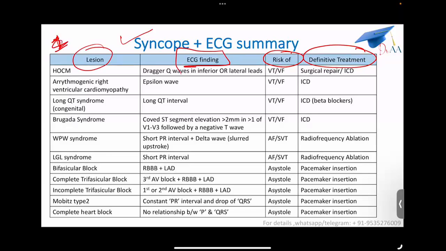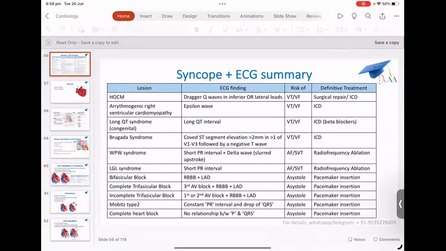Usually 2 to 3 questions will appear from this tabular form that we have given here. Either they might ask about Brugada syndrome or something related to syncope. They might ask risk factors. They might ask the definitive treatment. Sometimes even the ECG finding, sometimes lesions. So it is very important. You need to go through this. Anyone who has any questions can ask me now.